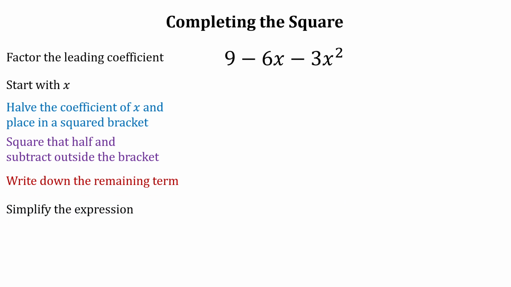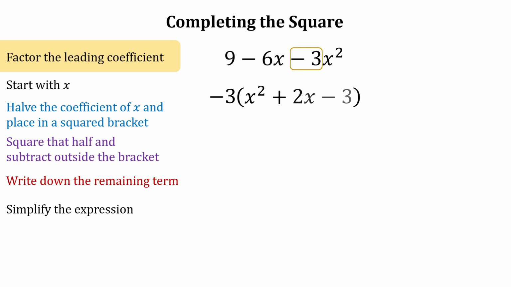Now, in this quadratic equation, the leading coefficient is -3. So, we need to factor out -3 and divide each term by -3. The expression becomes -3 times x squared plus 2x minus 3 in ascending power of x.